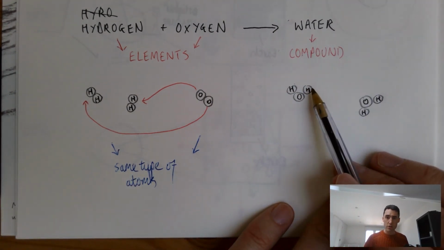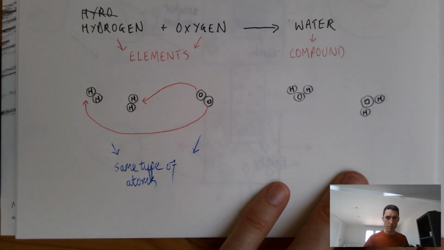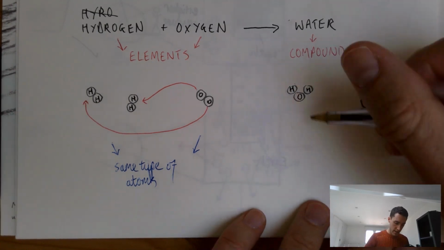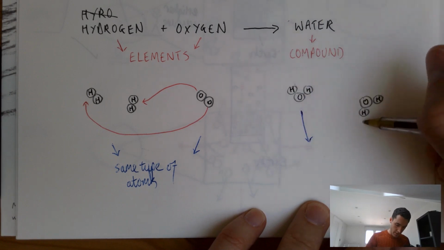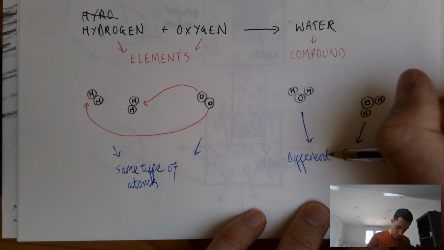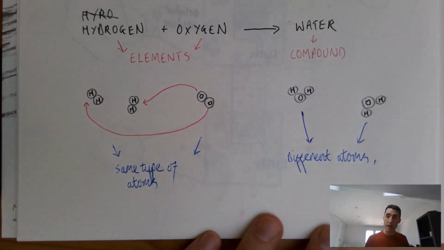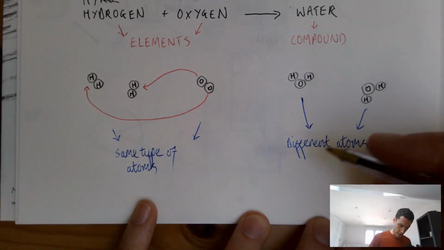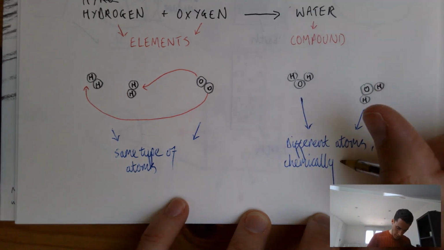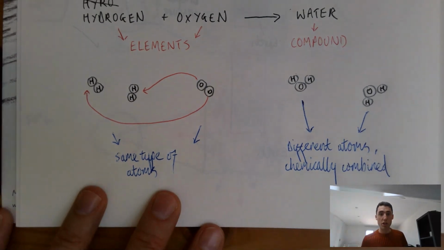This would be a compound because each molecule, and again, we might not want to go into that language right now, but you might say each kind of unit or something like that, is made up of different atoms or different types of atom. I'll just put different atoms for now, chemically combined. I'll write that here like this. And that's all we want to focus on in this lesson, because there are some huge ideas here.